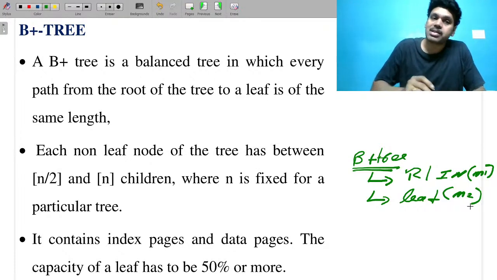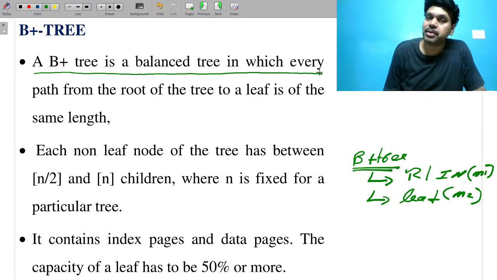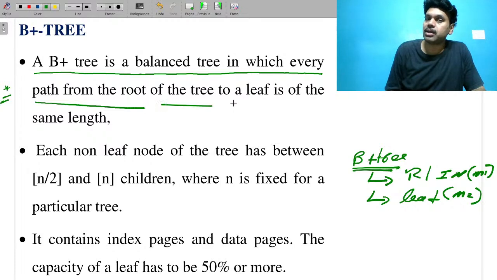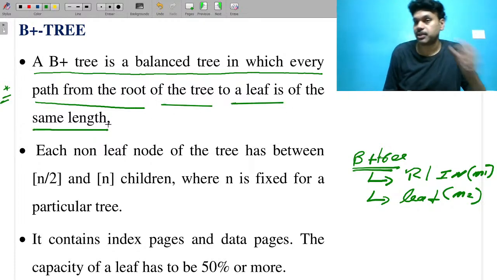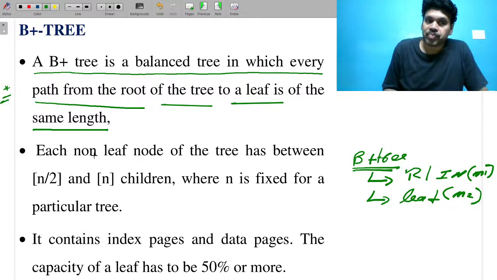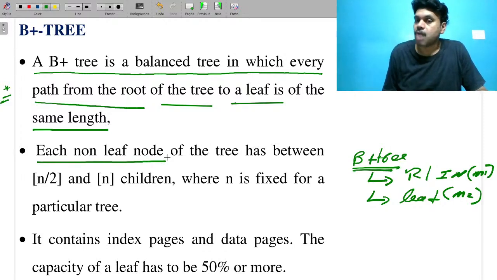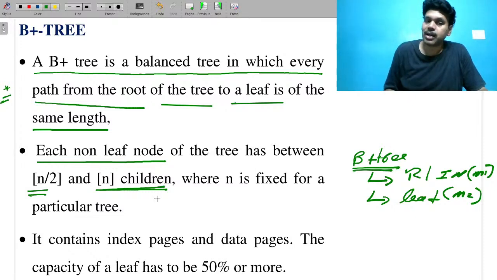So let us look at some of the points. A B plus tree is a balanced tree. This is a very important point, a previous GATE question. The path from the root of the tree to a leaf is of the same length. And each non-leaf node is at least half full, so M by 2, and completely full is M. Don't forget this, the same rule applies here. Half full is nothing but 50%, and complete full is nothing but 100%.